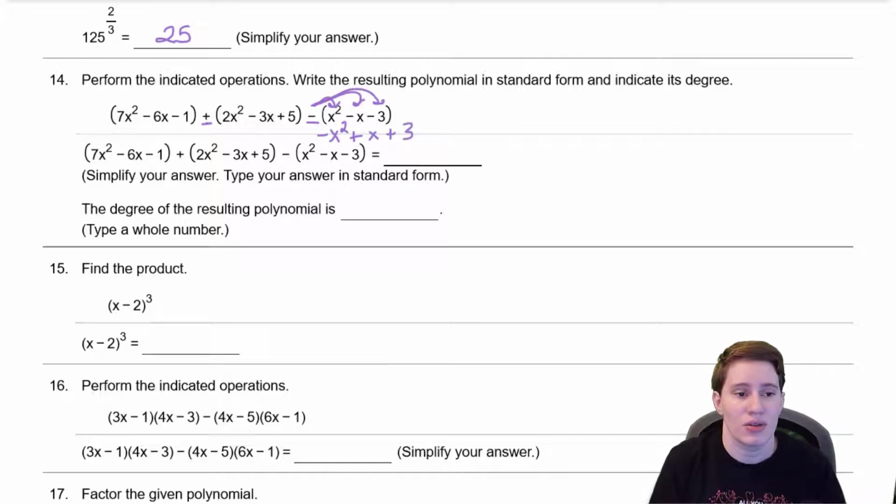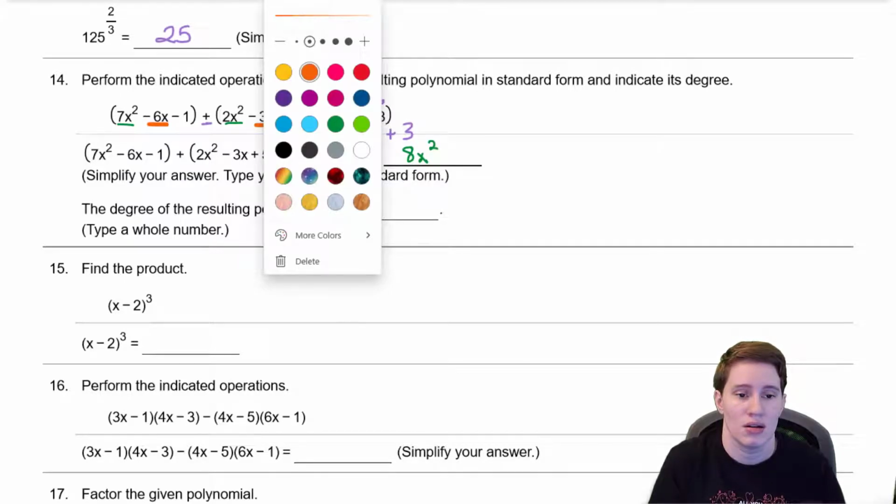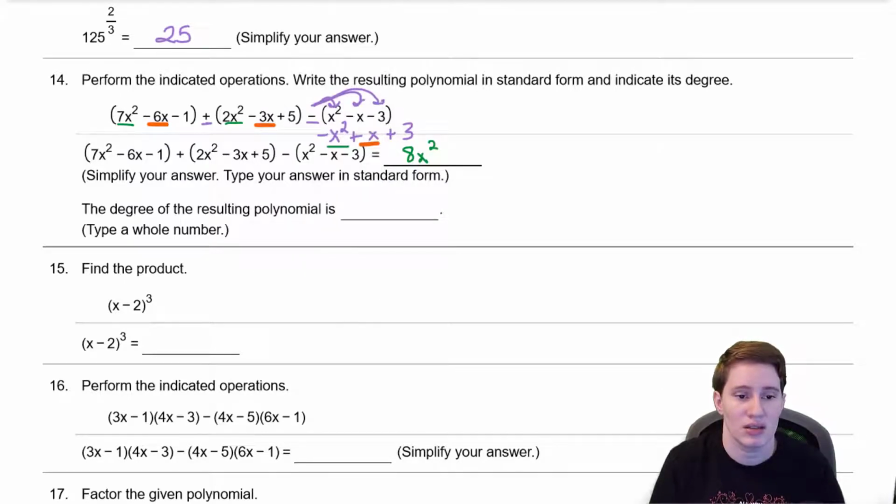And then I can look at all three of these and say, okay, what's my x squared? 7x squared plus 2x squared minus x squared. So that's 8x squared. It does say to write this in standard form. So we do want to start off with x squared and then look at x and then our number. Because that's the standard form, it starts with the biggest exponent and works its way down. So now I want to do my x's. Negative 6x, negative 3x, and plus x. So that's negative 9x plus x is negative 8x.